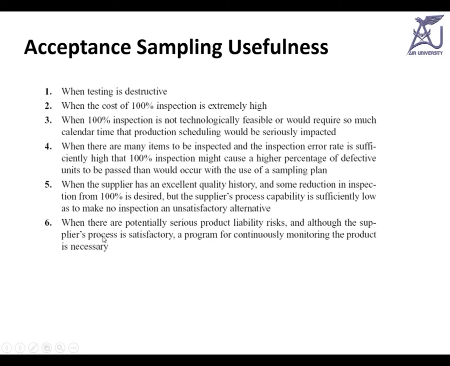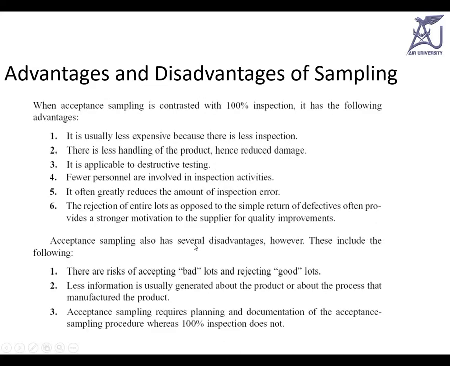The last usefulness is when there is a potential serious product liability risk, and although the supplier's process is satisfactory, a program of continuously monitoring the product is necessary. When there are potentially very serious liability risks, in that case you may go for acceptance sampling. Okay, coming to the advantages and disadvantages of the sampling plan.